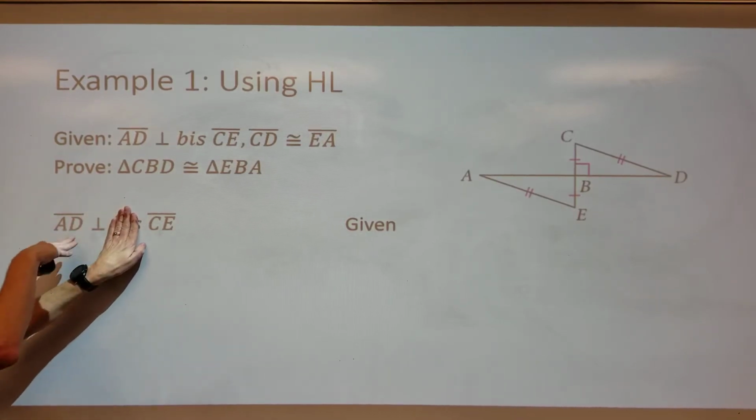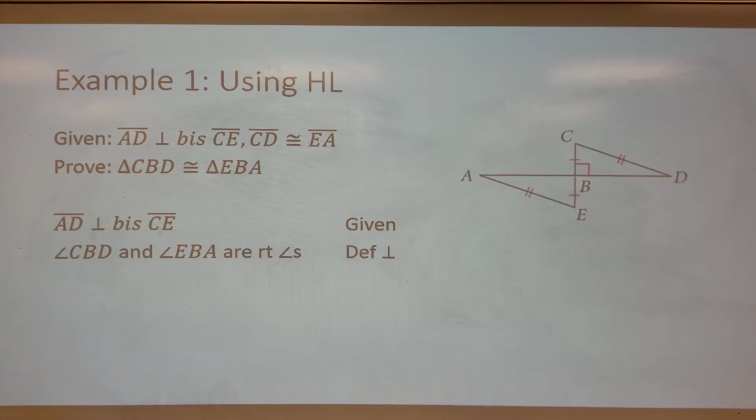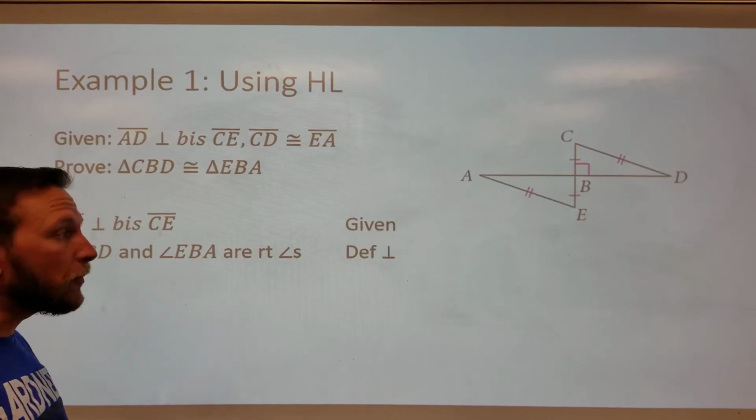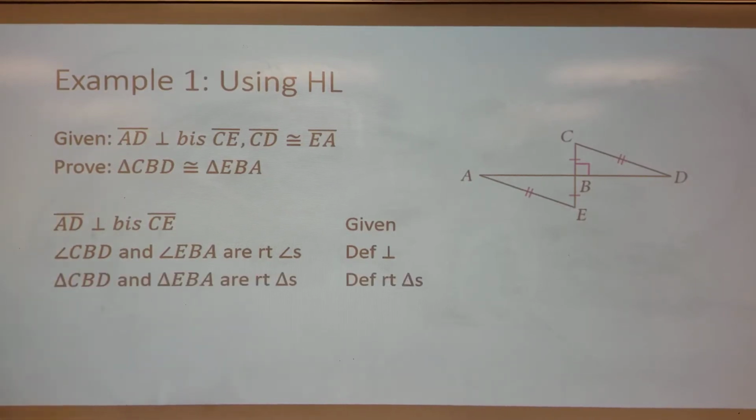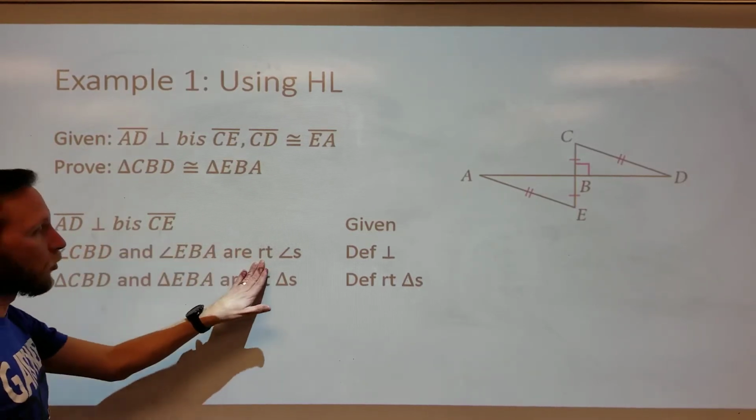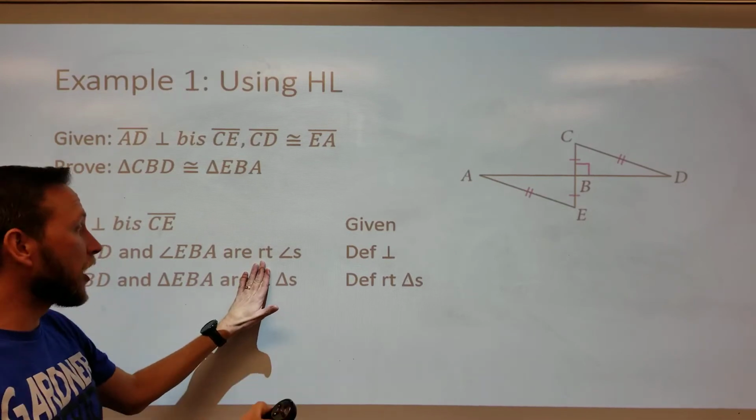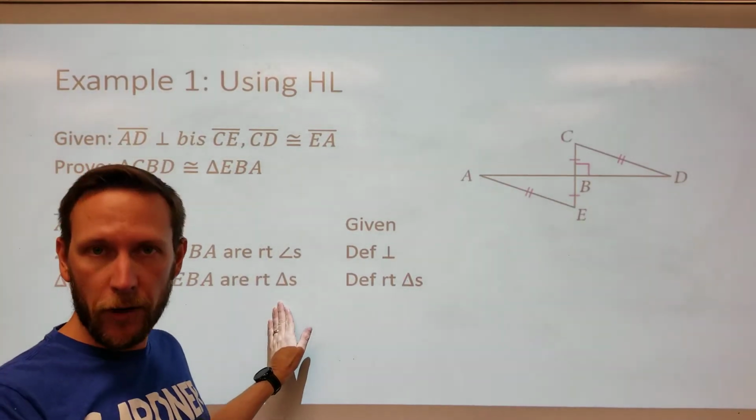Focusing just on the perpendicular part, we're going to say that angles CBD and EBA are right angles by the definition of perpendicular, which means that these two triangles are right triangles. Okay? We're going to state, given perpendicular segments, we make right angles. Traditionally, we would say, ooh, then those right angles are congruent because all right angles are congruent.